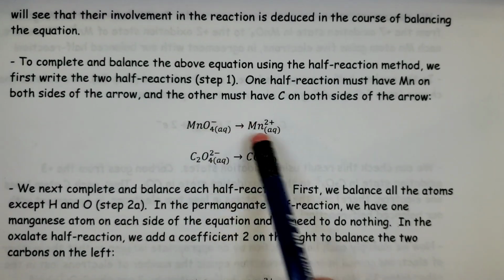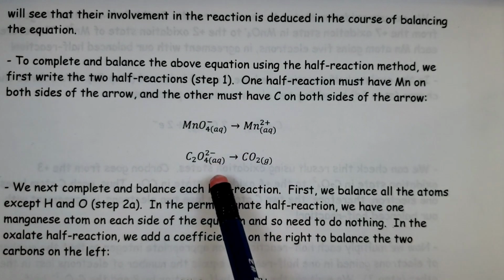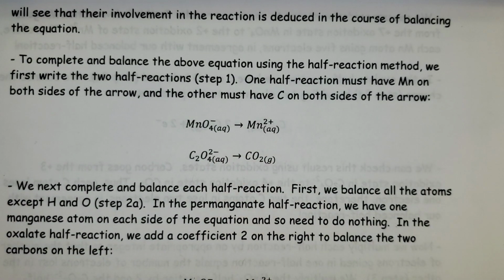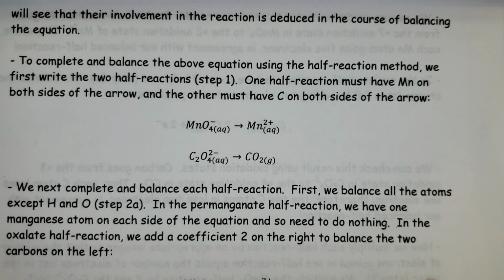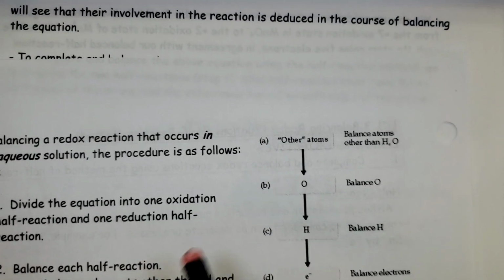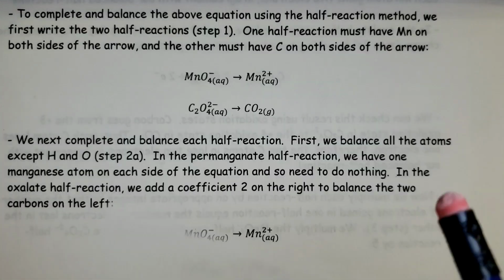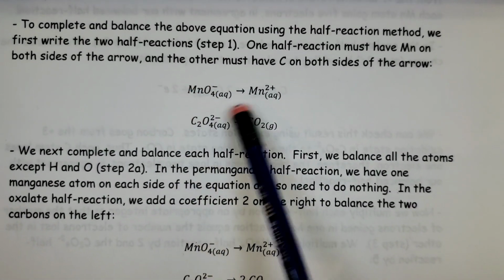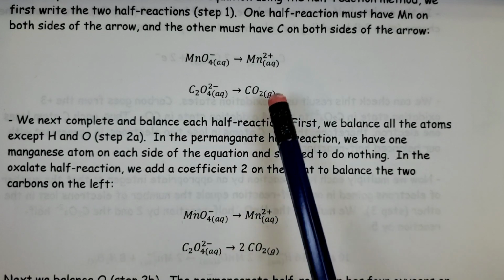So the first reaction is this, second reaction is this, because we know Mn is undergoing a change, and we know C is undergoing a change. All right? So we divided them into two half reactions. Now we need to balance the elements that aren't H or O. So we'll start off with this one here. So MnO4 going to Mn.